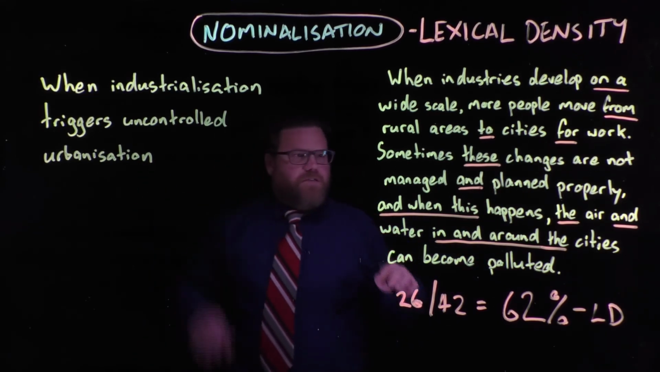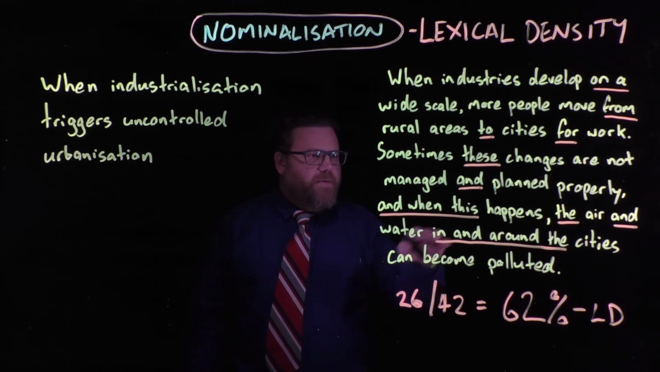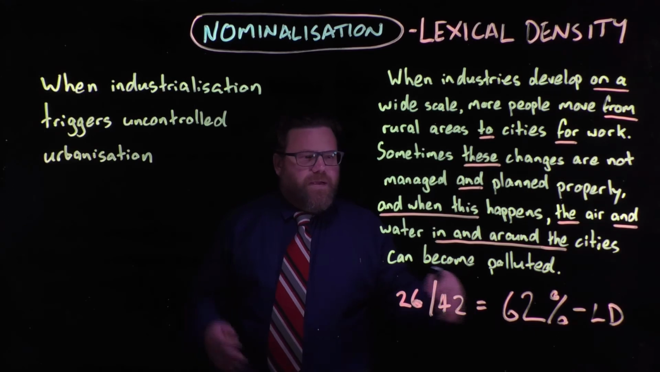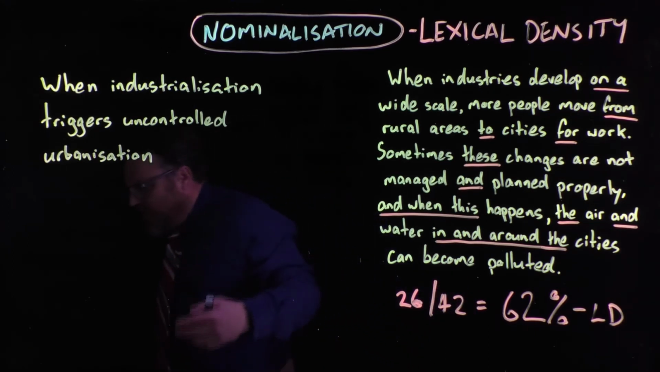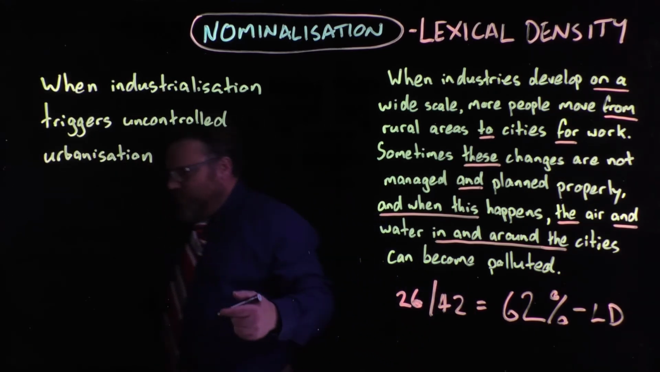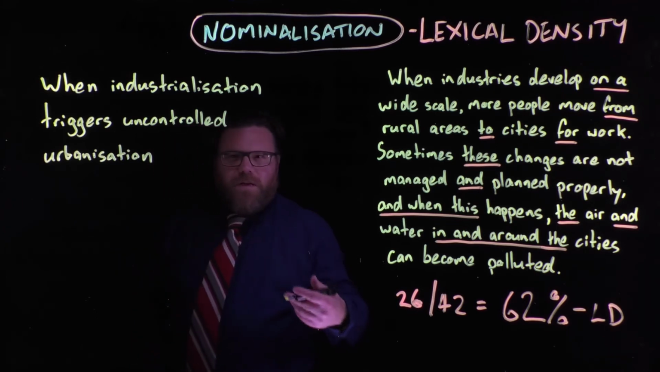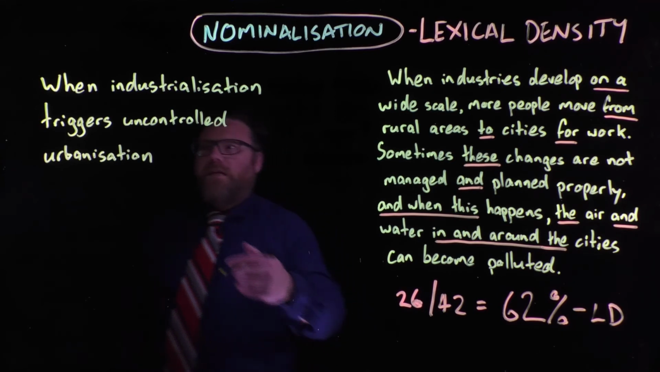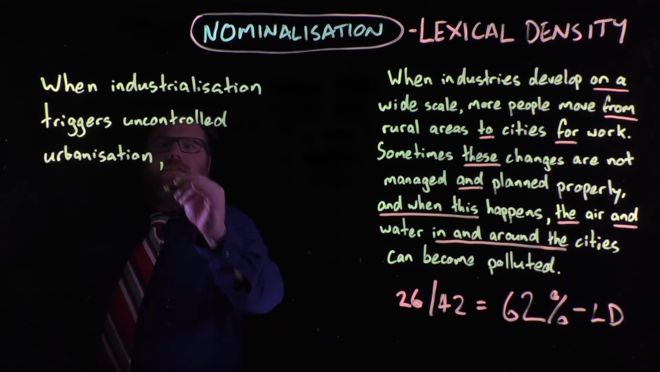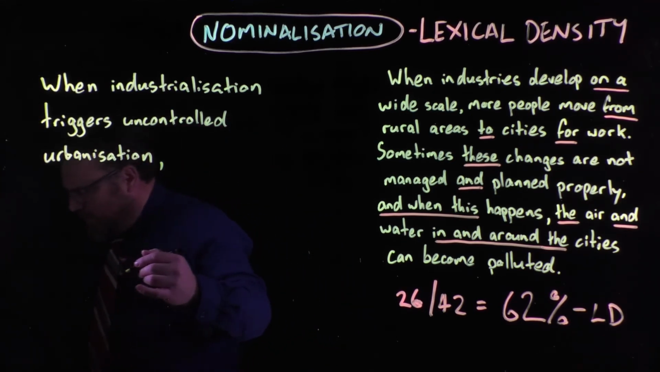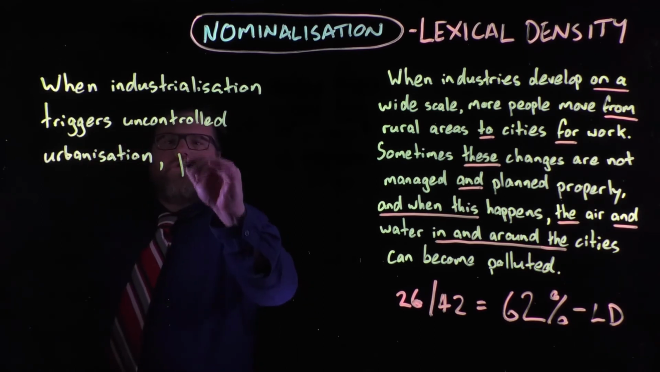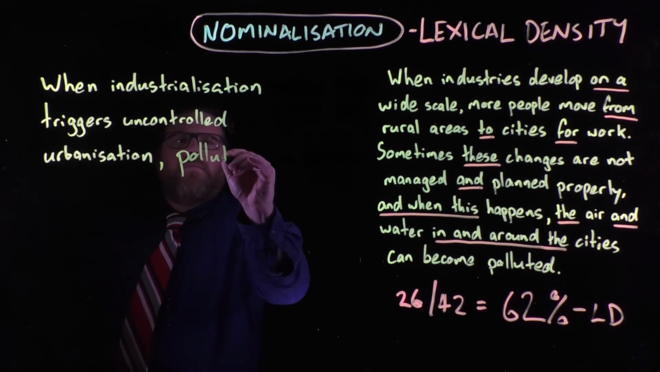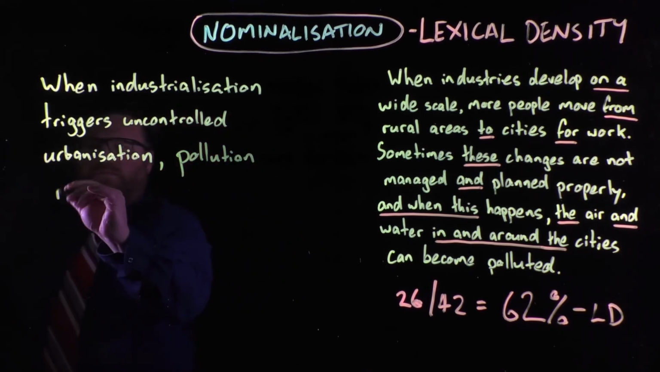So we've got some nice nominalisation going on here, and then we want to talk about when it is uncontrolled, then the air and water in and around the cities can become polluted. Well, we're talking there about pollution or environmental degradation, either way you want to express that. So let's go with pollution. That's a little simpler. So we'll say pollution results.